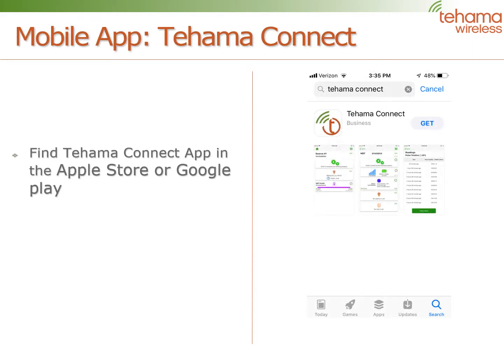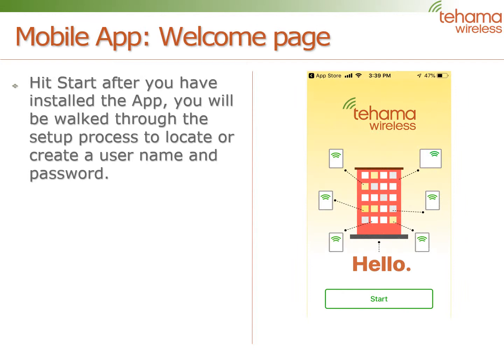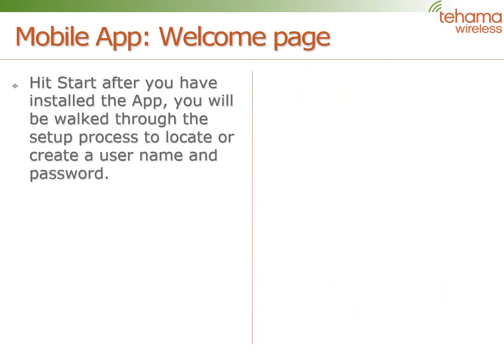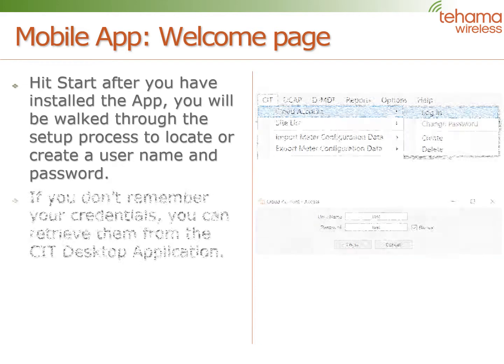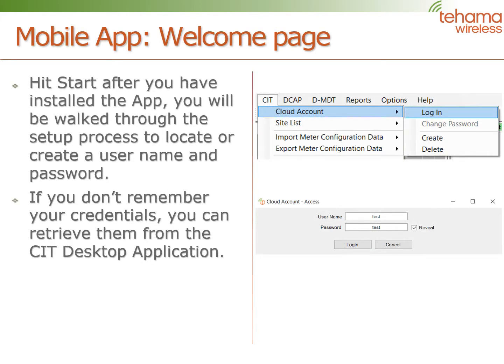If you have not already, install the Tehama Connect app from your Apple Store or Google Play. Hit Start after you have installed the app, and you will be walked through the setup process to locate or create a username and password. If you don't remember your credentials, you can retrieve them from the CIT desktop application.